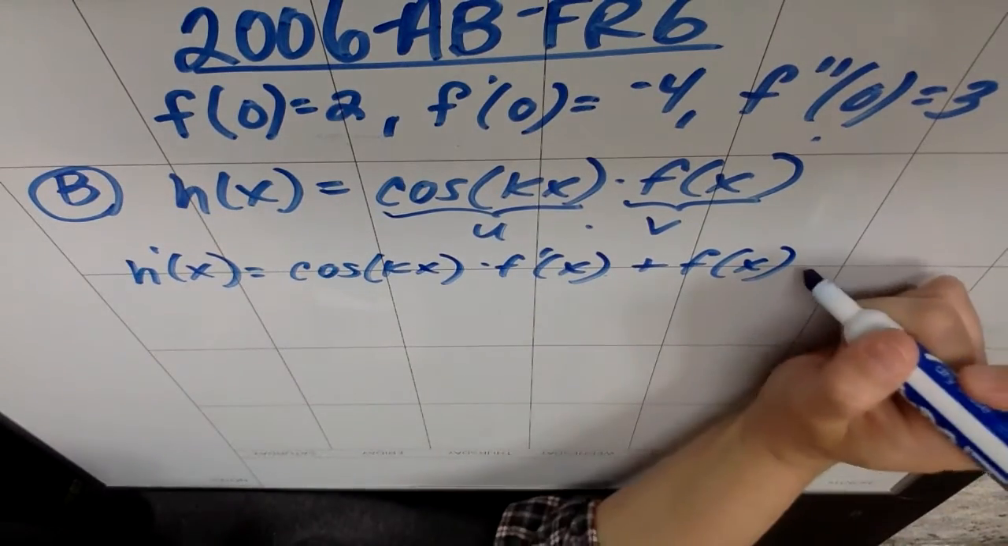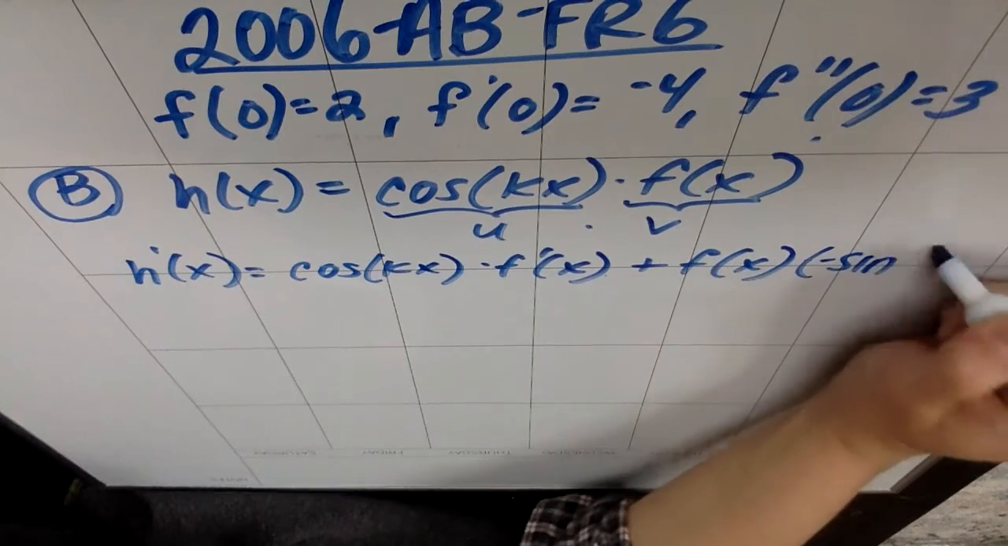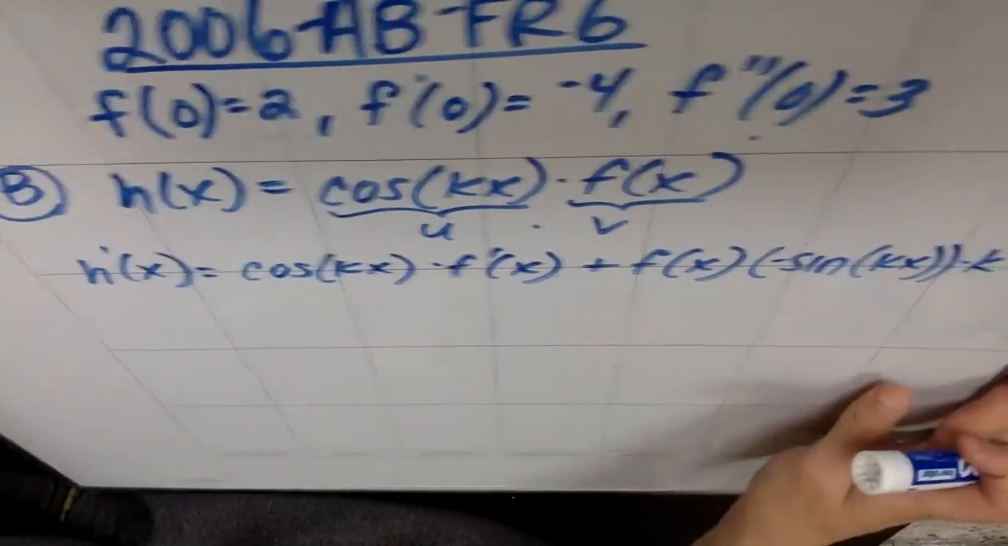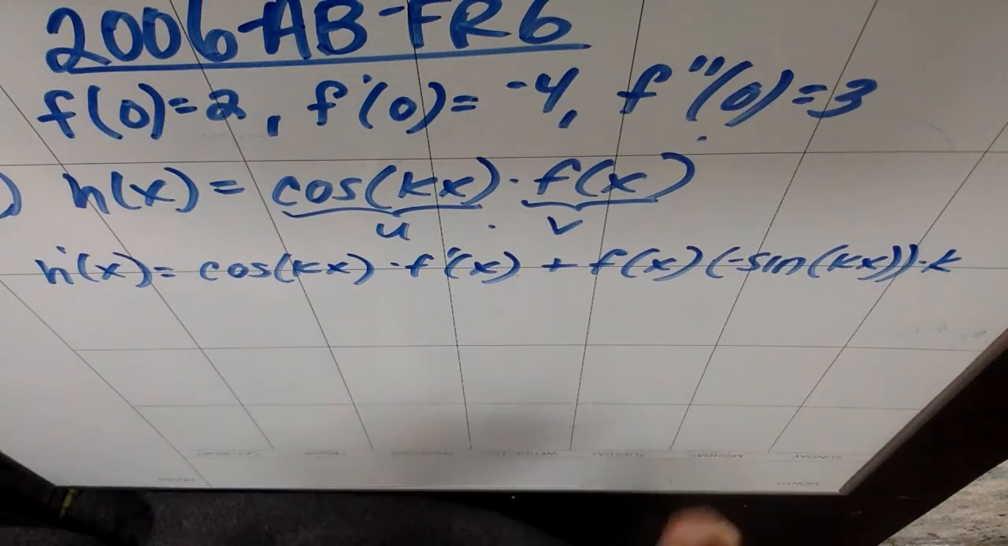Derivative of cosine is negative sine, right? So negative sine of kx times the derivative of the stuff inside the sine, which is a k. Sorry, I ran out of space there for you. Okay, cool. So that's not wrong, right?